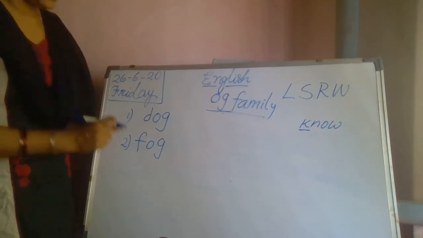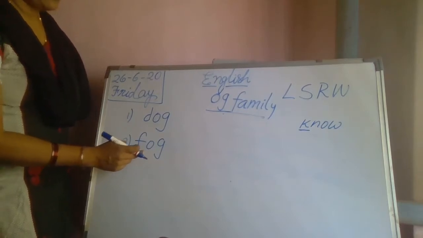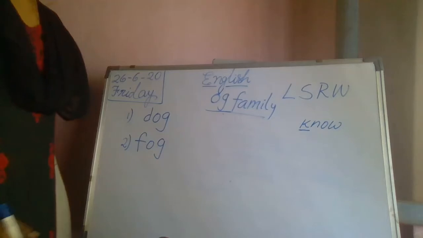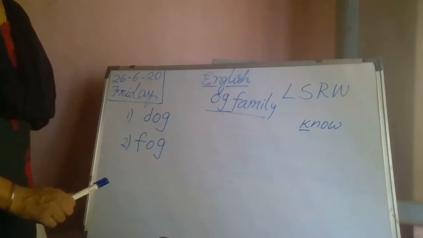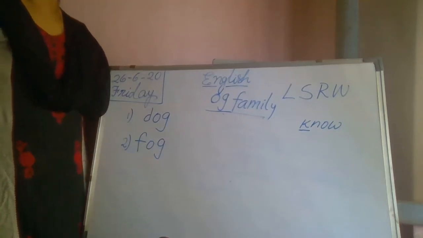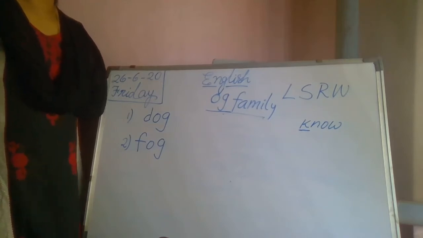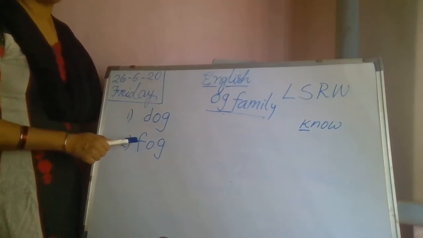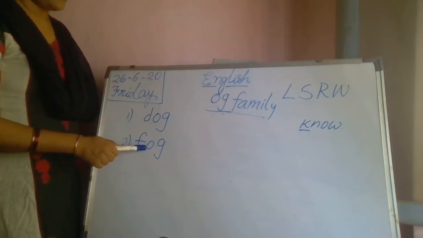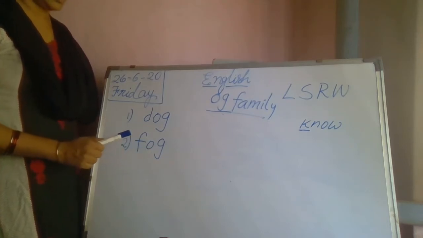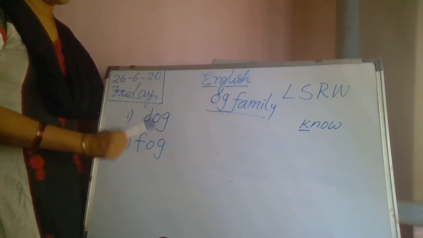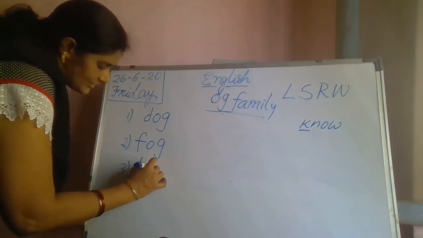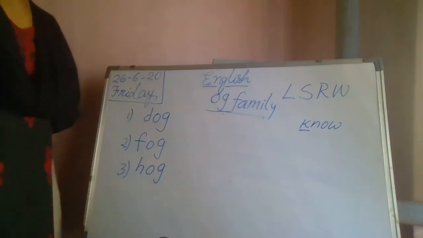What is the pronunciation of the letter? F. F O G, fog. F for fish, F for fan. F gives the fa sound. F O G, fog.